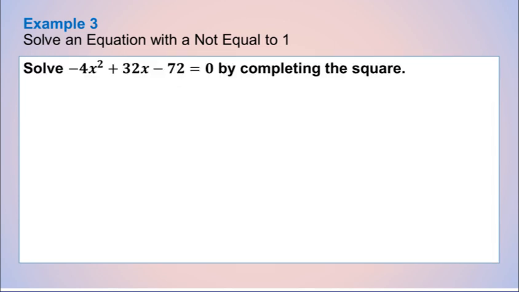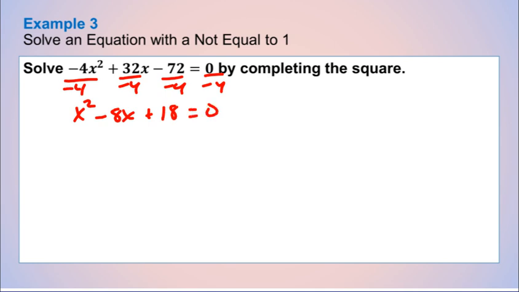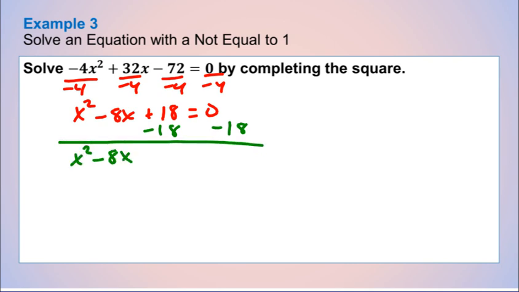So an example here. First thing, I have negative 4x squared plus 32x minus 72 equals 0. I'm going to divide everything by negative 4. And I'm left with x squared minus 8x plus 72 divided by 4, which gives you 18, equaling 0. Okay, so I'm going to subtract 18 on both sides, so then I can complete the square. So I have x squared minus 8x plus blank equaling negative 18 plus blank.